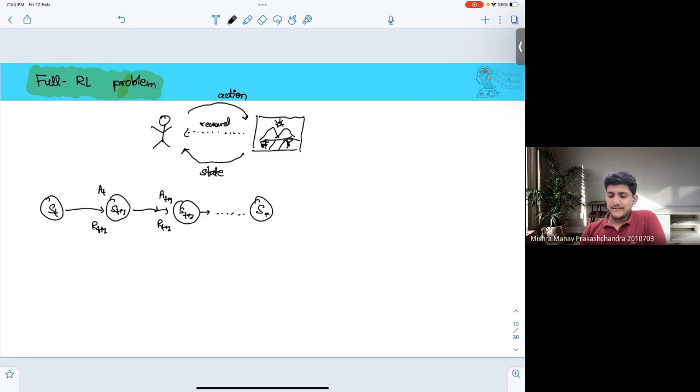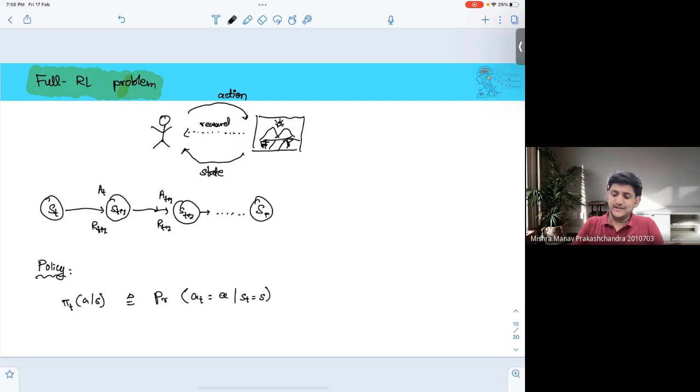Similarly, my policy is pi_t(a | s). So now my action, earlier my policy was pi_t(a), now my action is conditioned on the state. Okay, it's a conditional probability. Given state s, what action I should take? So this translates as the probability of me taking action a at time t given I am at state s at time t.